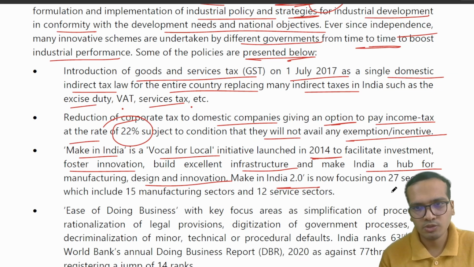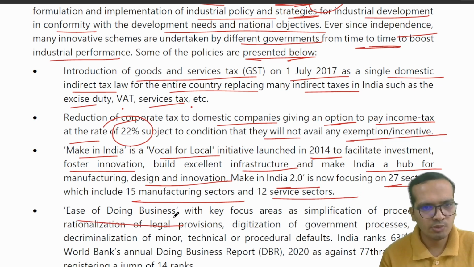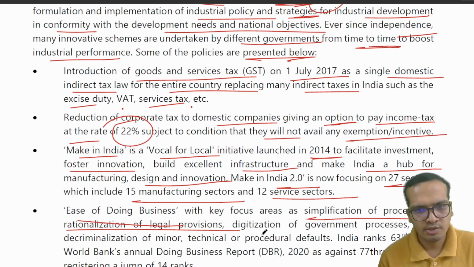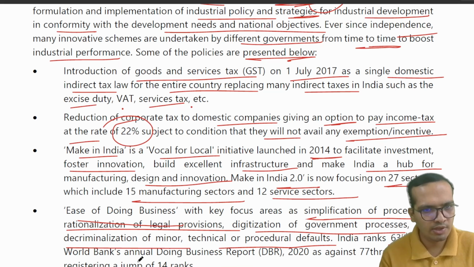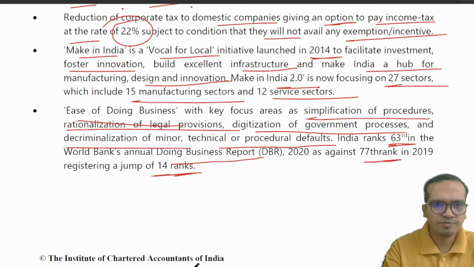Make in India 2.0 is now focused on 27 sectors, which includes 15 manufacturing sectors and 12 service sectors. Ease of doing business has key focus areas: simplification of procedures, rationalization of legal provisions, digitalization of government processes, and decriminalization of minor technical or procedural defaults. India ranks 63rd in the World Bank Annual Doing Business Report 2020 as against 77th rank in 2019, a jump of 14 ranks.